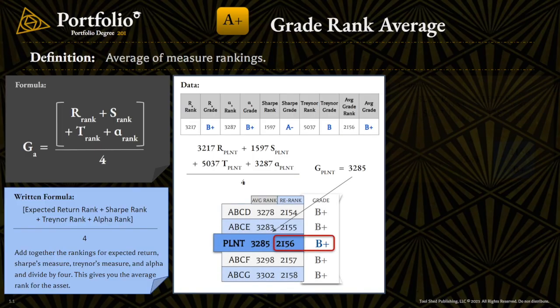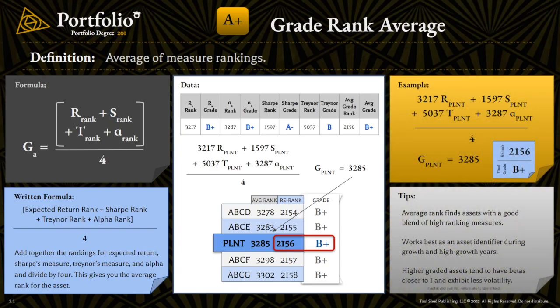So in this example, out of about 11,000 stocks, this stock ranked 3,217 for expected return, 3,287 for alpha, 1,597 for Sharpe's measure, and 5,037 for Trainer's. Now, if you take all four of those and add them together and divide by 4, you come up with an average rank of 3,285. And when we do that for every asset in the population and then re-rank them to arrive at every asset's average rank, this particular asset came in with a ranking of 2,156, which when placed within the new grading scale, gave it a B+.